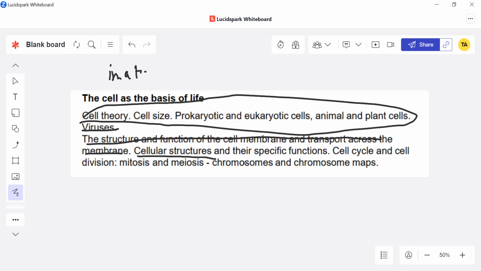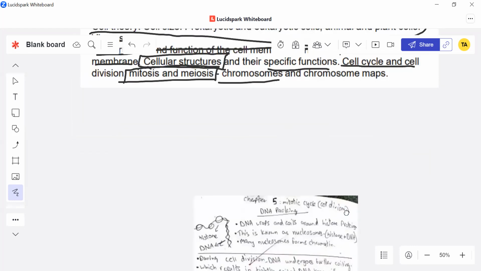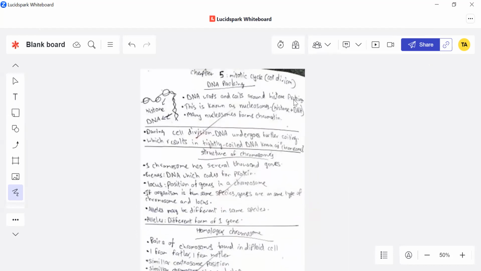Also did cell structures and their specific roles. This is basically the different types of organelles. I also did the functions of them. And today we are going to finish this chapter and we'll start with cell cycle and cell division, and then we'll move on to chromosomes along the chapter. So, in this chapter, you learn a lot of the cell division part, which is mitosis and meiosis. So, let's start with chromosomes first.